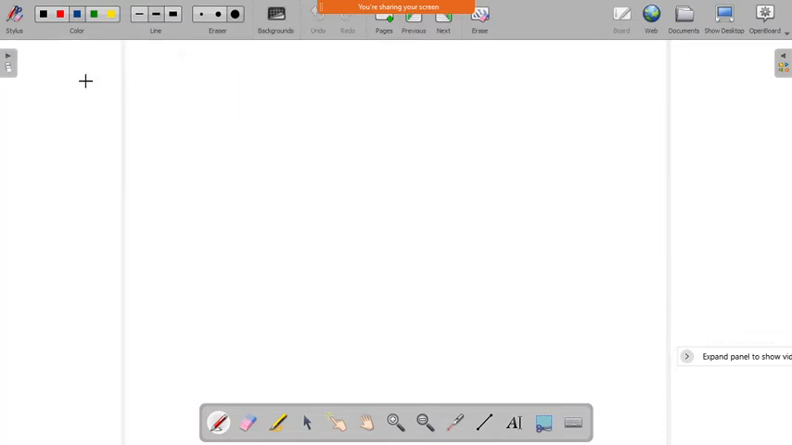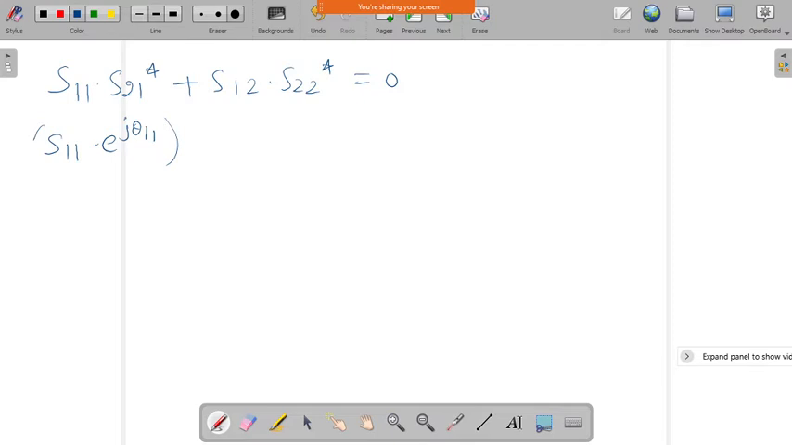Okay, so let us take the zero property that we have seen, that is S11 into S21 complex conjugate plus S12 into S22 complex conjugate, which is equal to 0. Now substitute all the parameters in terms of their magnitude and phase. So what are we going to get? S11 into e power j theta 11.